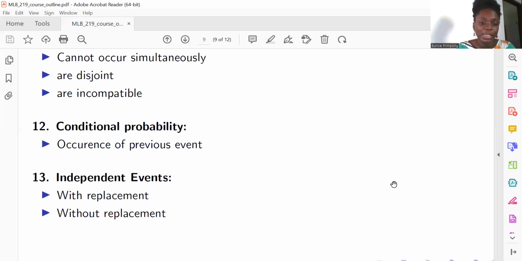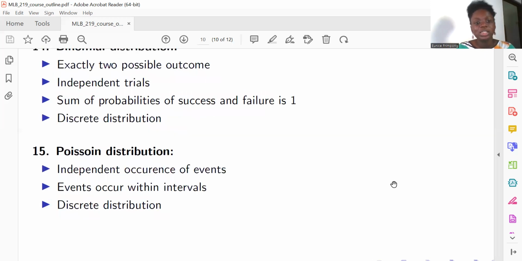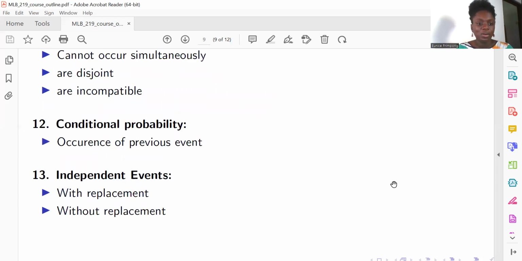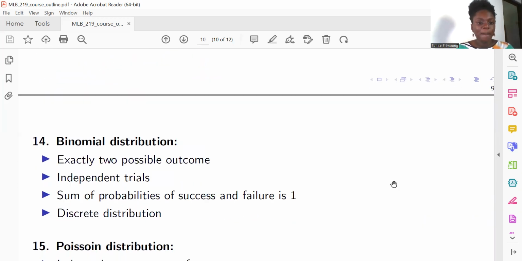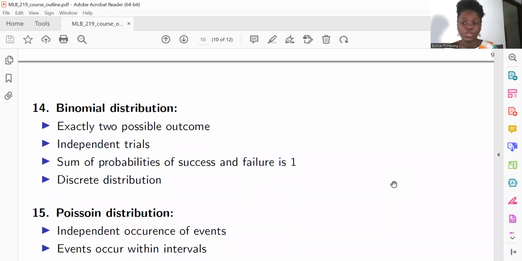So I mentioned conditional probability. I mentioned independent events, and we'll look at that, okay? And then still under probability theory, we'll consider some probability distributions. Now under probability theory, there are a number of probability distributions, okay? So these are ways of presenting data and the likelihood of that particular data. So a distribution is simply a list of data points and their likelihood of happening, okay? So we'll look at the various forms of probability distributions.